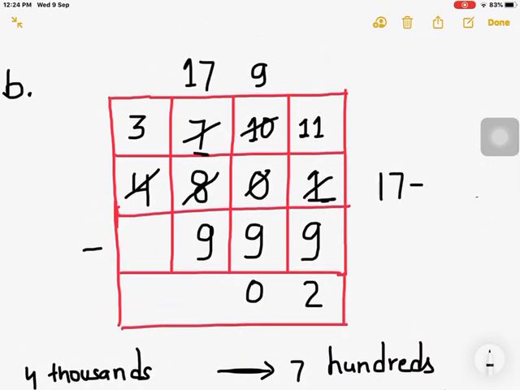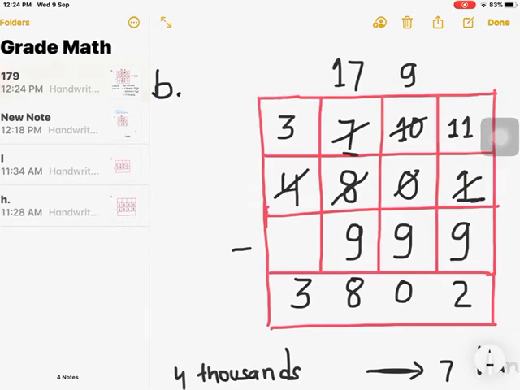What is the difference between 17 and 9? That is 8. Write down 8 here. Now bring down 3. This is the difference. Understood? This is how we do subtraction by borrowing. I hope all of you have understood this question number B.